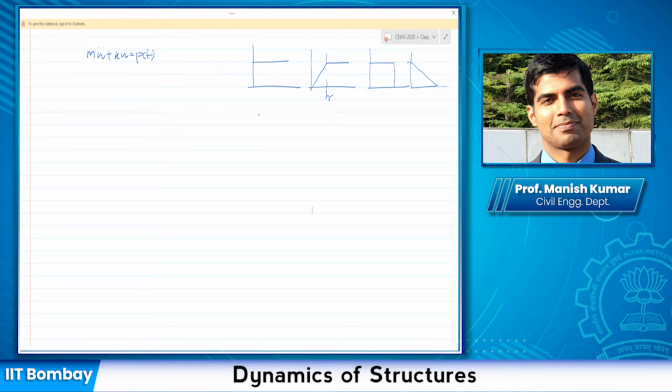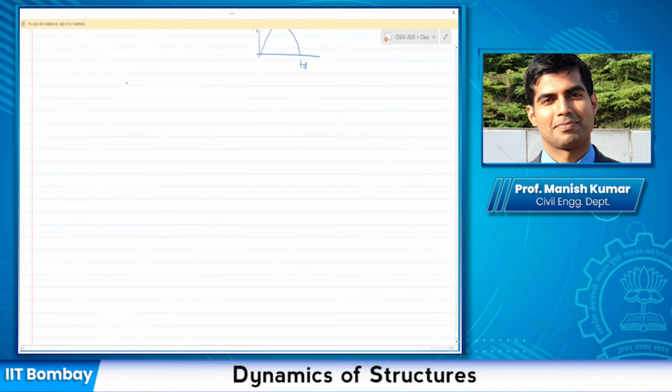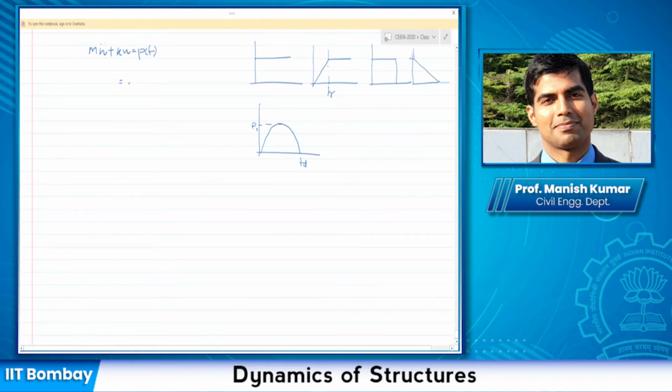One other pulse that I would just like to mention is the sine type pulse excitation. For all these, the equations of motion only differ in terms of the excitation, the force p(t) that is applied. For example, if we have a sine pulse of amplitude p naught, this is a half sine pulse, and you can write p(t) as p naught times sine of pi t by td, for t smaller than td, and this is equal to 0 for t greater than td.